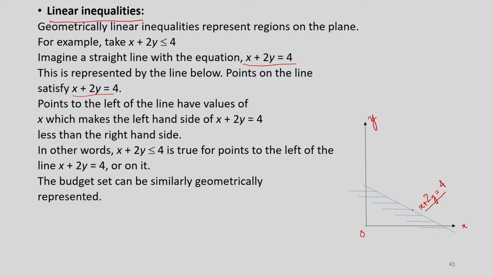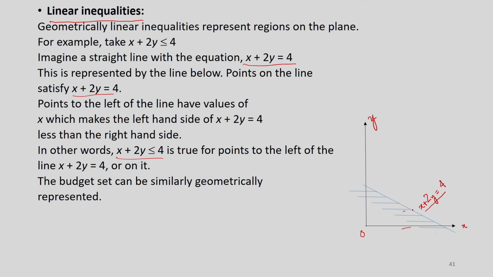which is equal to 4. Now, if you take a point to the left of this line, a point like this, which means the value of x is slightly less, then in that case the left hand side will be slightly less than the right hand side. In other words, x plus 2y less than or equal to 4 is true for points to the left of the line x plus 2y equal to 4 or on it, because you have this less than or equal to sign. So, it allows for there to be an equality, right.